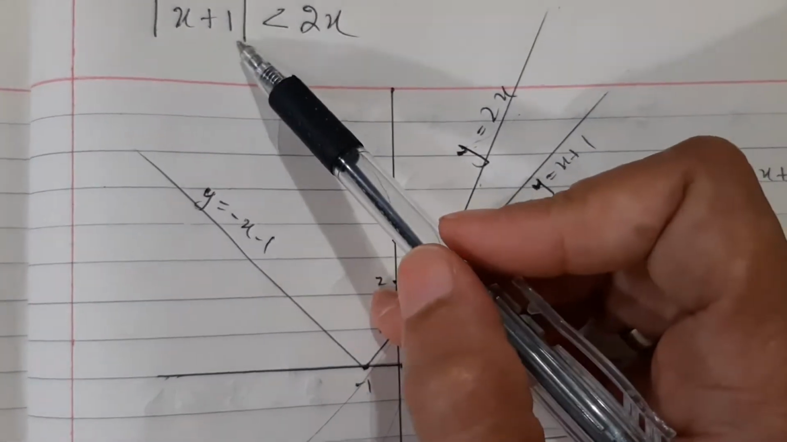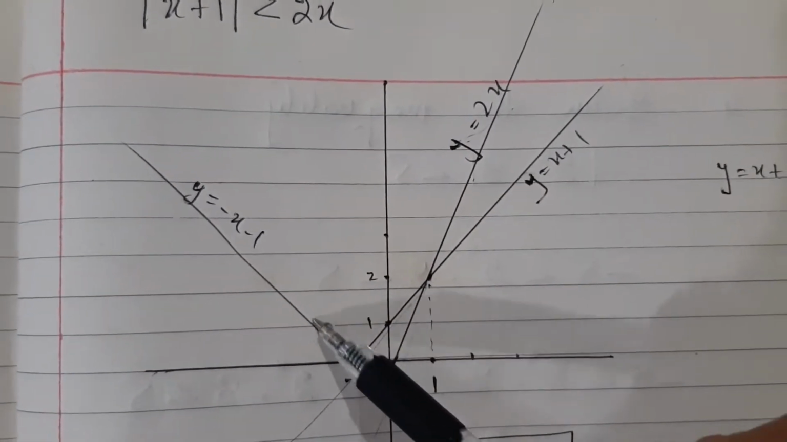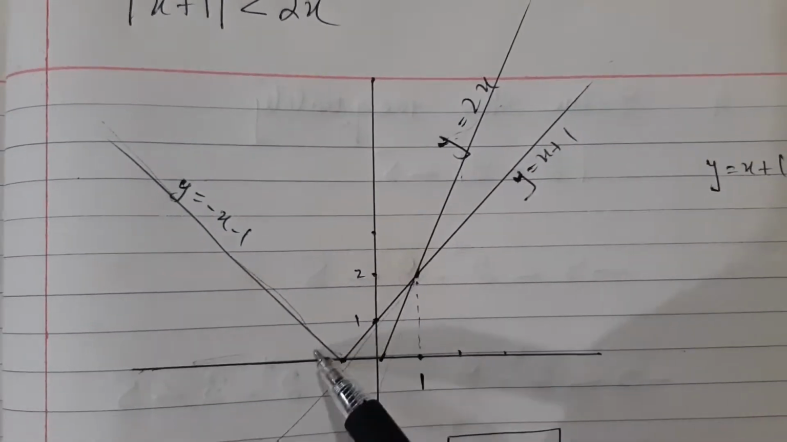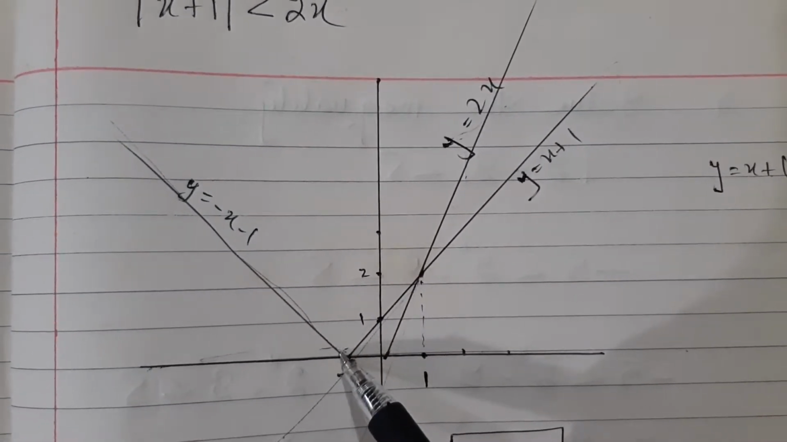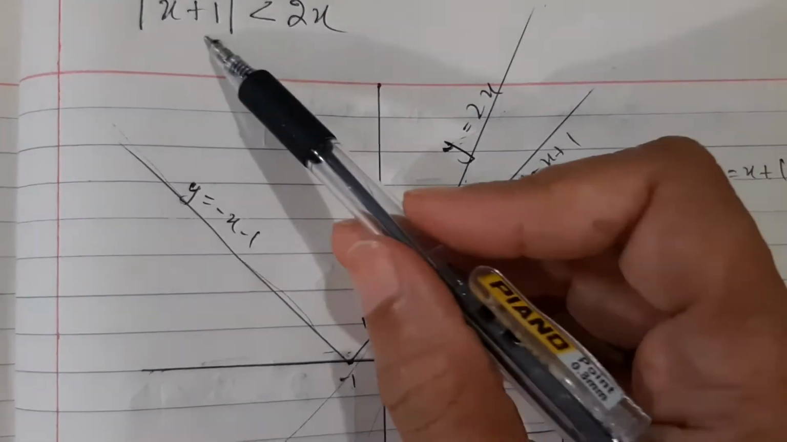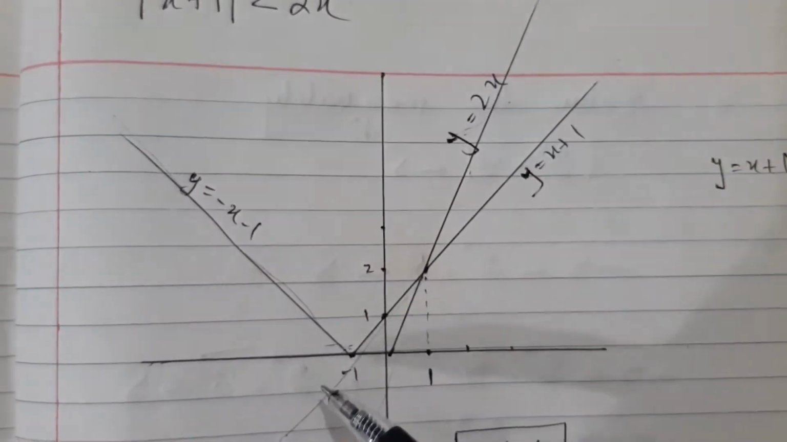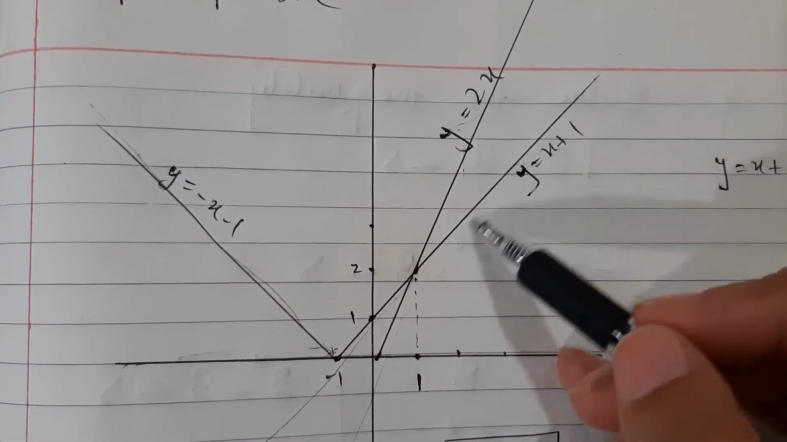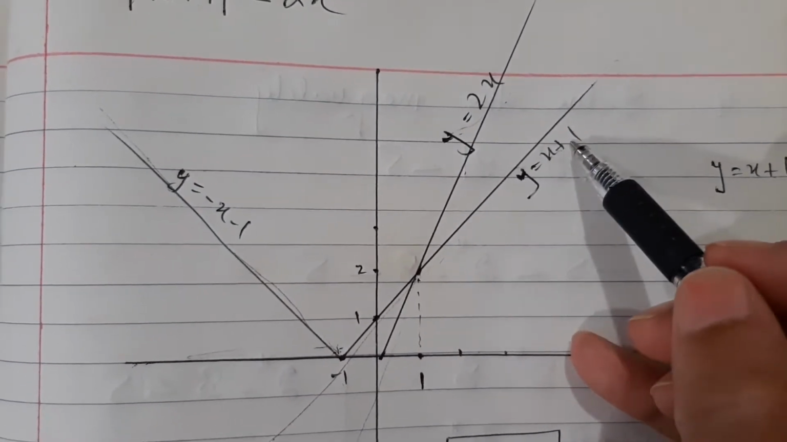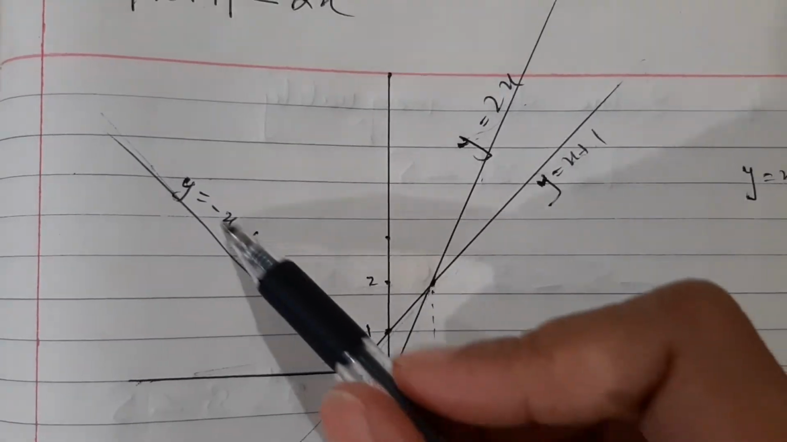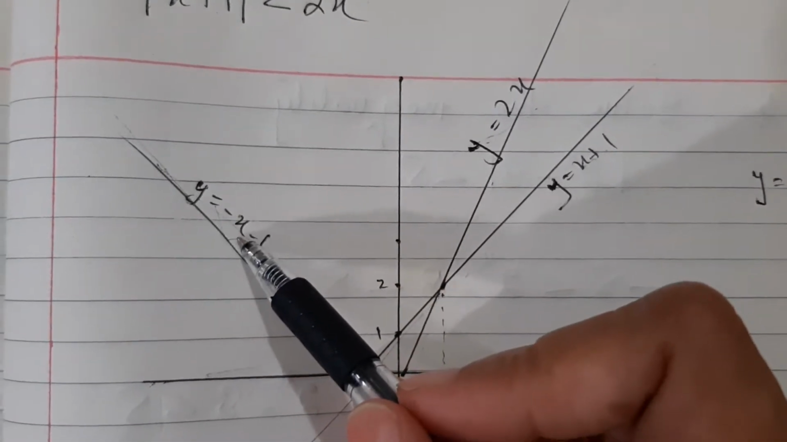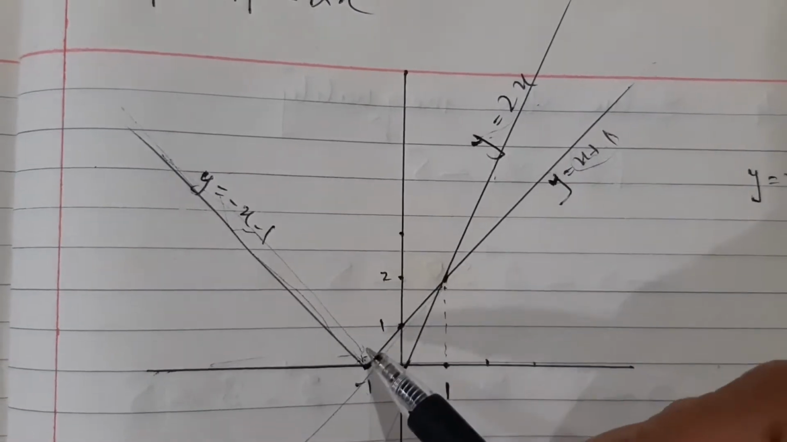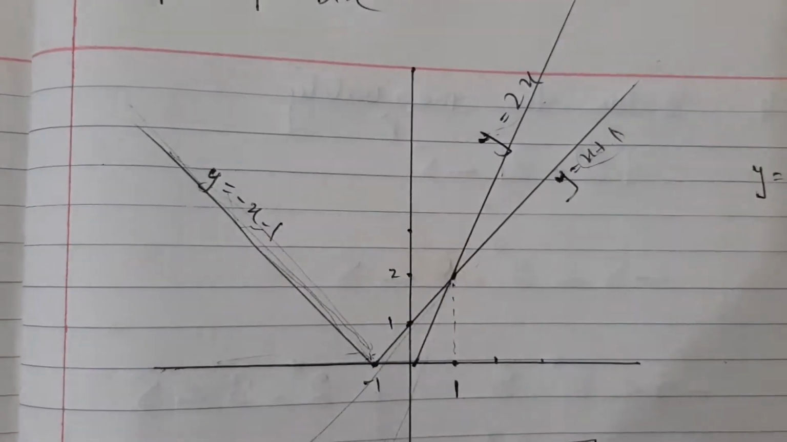But because of modulus, it will be reflected in the x-axis. The part which is below the x-axis is negative. Modulus does not consider sign, so that's why we will reflect it here. So this part of the line will be y equals x plus 1, and this part of the line will be y equals minus x minus 1. You multiply by this minus 1 when you reflect it in the x-axis.